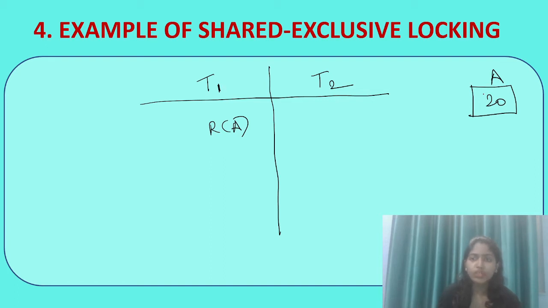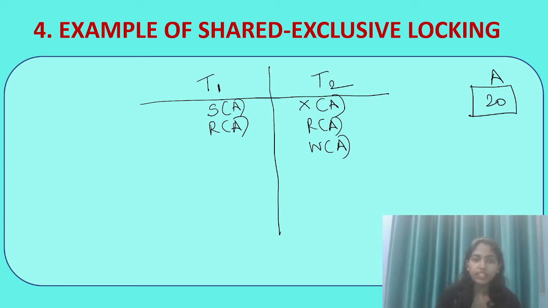Transaction 1 only wants to read. So, read of A, and for this I can apply what? Shared lock. In shared lock, you only read. Now in transaction 2, you want to apply the exclusive lock simultaneously. So exclusive lock means what? You can read also and you can write also. So you can read the data from A and you can write the data to A.